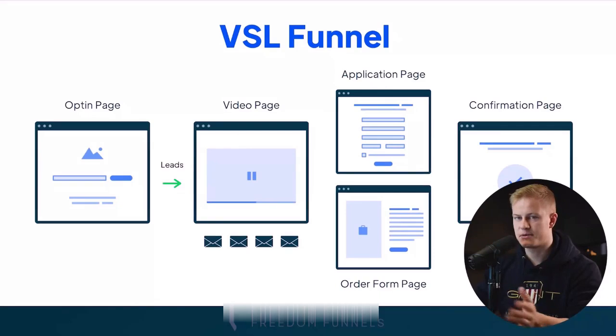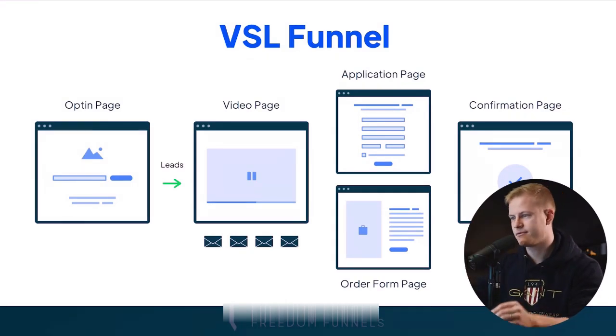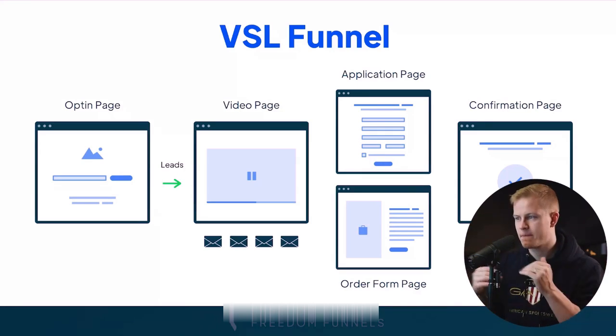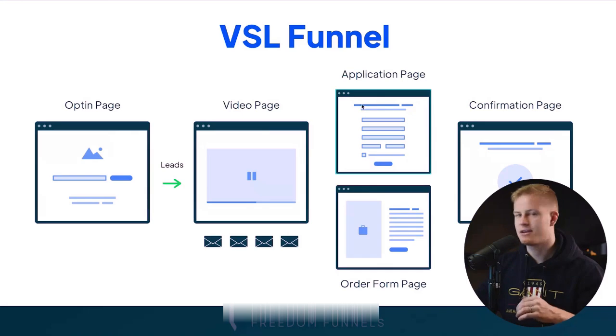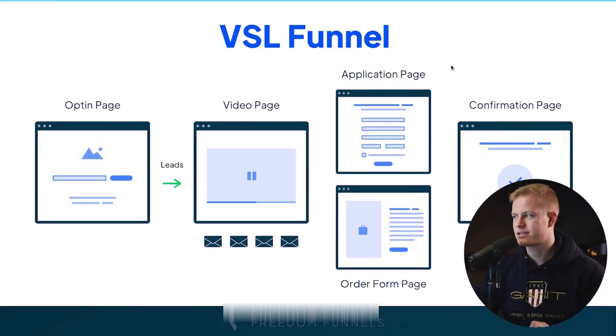VSL, you have an opt-in page, and basically what you say is, here's my free training that teaches you this thing. And here's what you're going to learn in the training. And then they add their email, takes them to the VSL. And again, if it's a low ticket, like below 1,000, you can have an order form. If it's above that and you want to speak to people, qualify them, answer their questions, make sure they're a good fit, application, confirmation page.